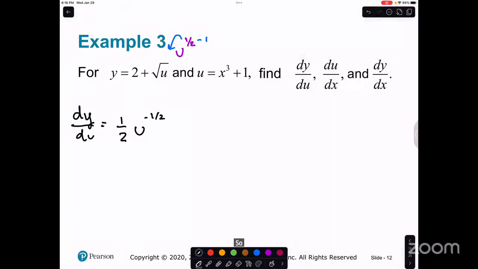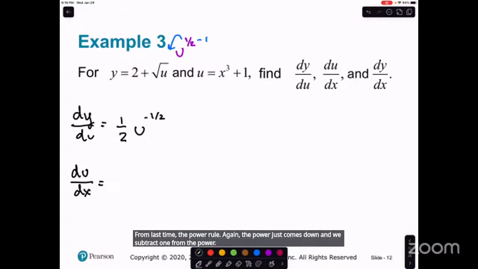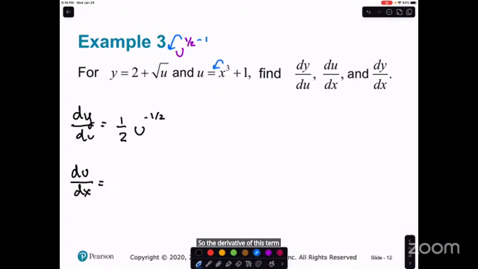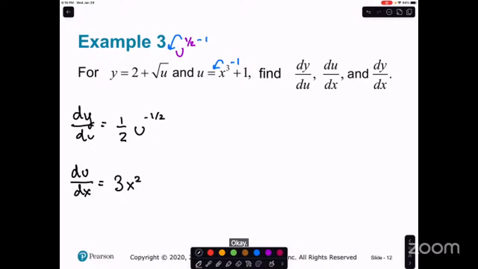So let's find the derivative of u with respect to x. We're going to use the second equation. So du by dx. Just take the derivative. x to the power of 3, right? From last time, the power rule: the power just comes down and we subtract 1 from the power. So the derivative of this term is going to be 3x squared, and the derivative of a constant is 0. Okay. So this was our first result.